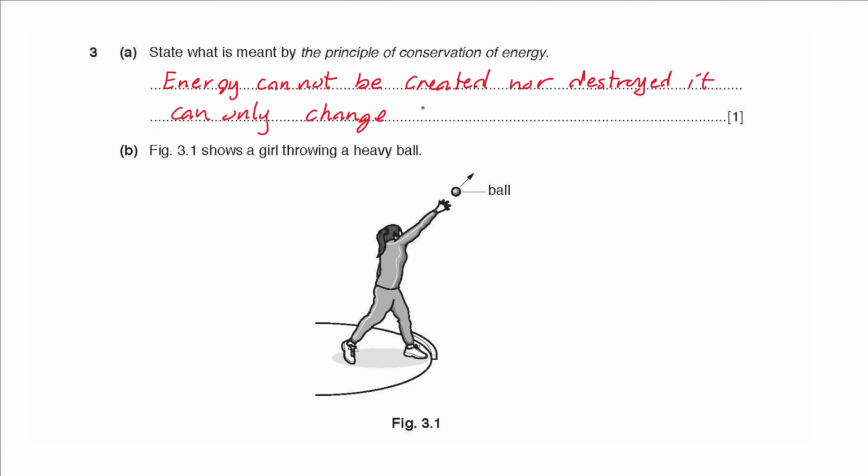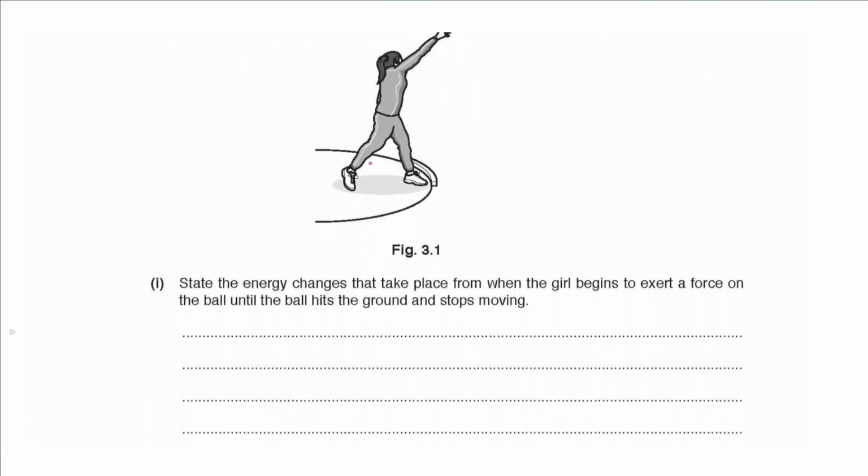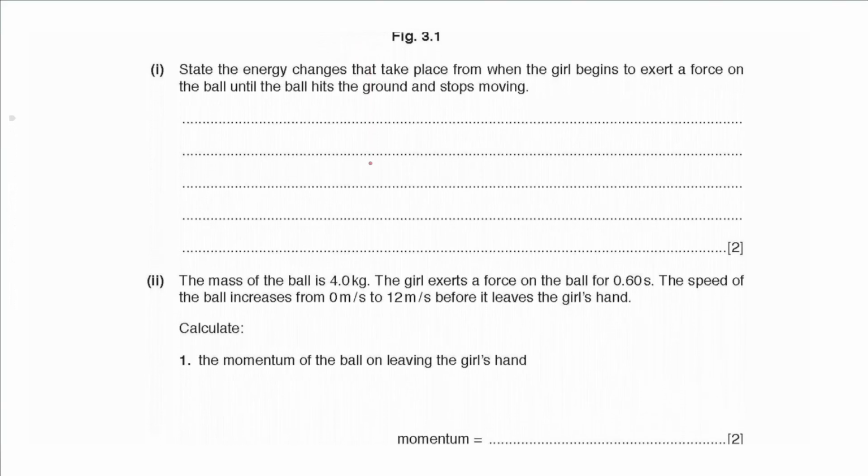It can only change its form. Part B says figure 3.1 shows a girl throwing a heavy ball. State the energy changes that take place from when the girl begins to exert a force on the ball until the ball hits the ground and stops moving.